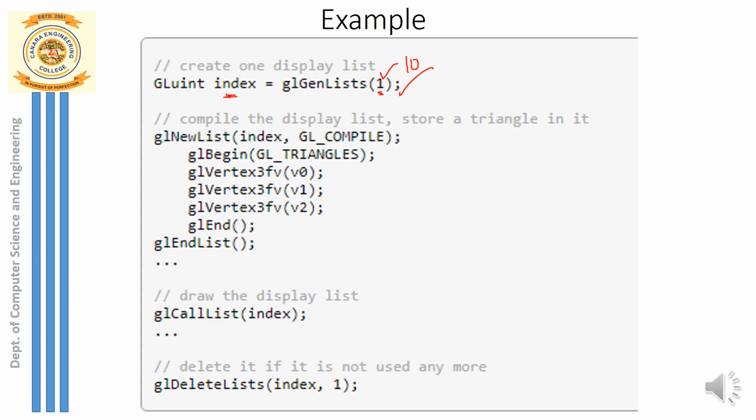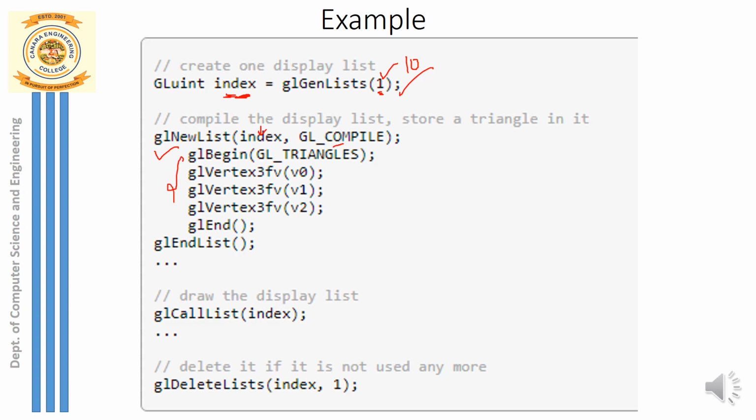Next, I'm going to create the display list. What is the OpenGL function to create the display list? It is glNewList. And remember, the first parameter that you pass is the ID of the display list. So where is the ID saved? It is saved in the variable called index. And here I have the next parameter, GL_COMPILE. What is the meaning? Store this particular display list in the memory, so you don't have to execute it immediately. You can just create and store it in the memory. That is the meaning of GL_COMPILE.